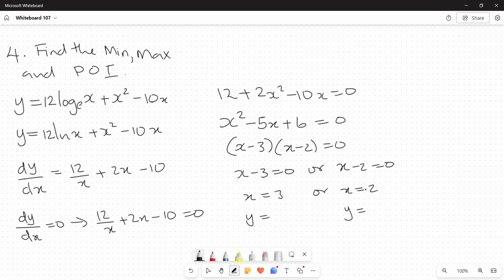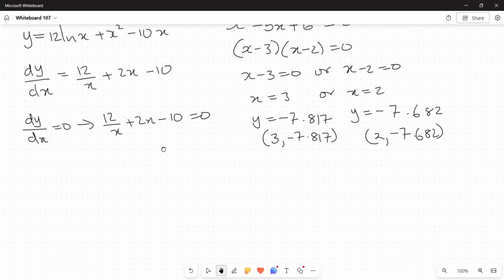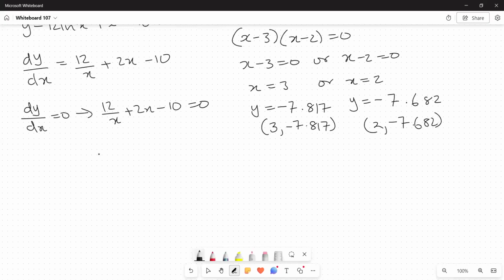Okay, so if x is 3, then y is negative 7.817. And if x is 2, then y is negative 7.682. So these are our turning points. And now we need to find the second derivative so we can classify them.